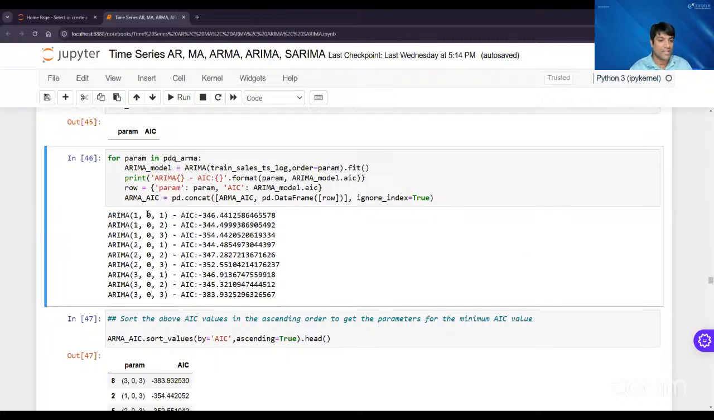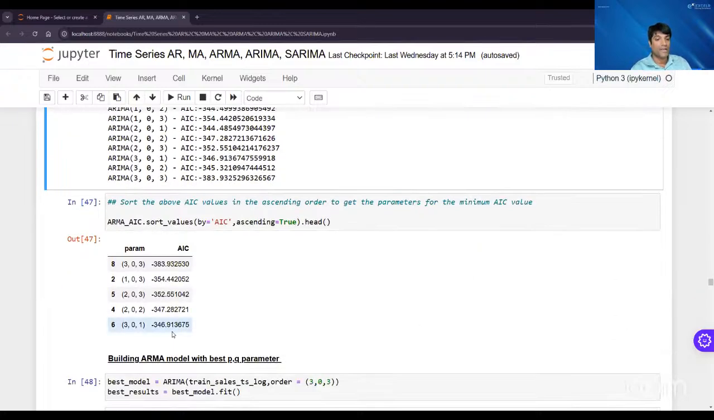So here we have taken D as all 0, differencing as 0. So P value is 1 and Q value is 1. This is the AIC value. P value is 1 and Q value is 2. D value is 0. So P, D, and Q, that is the order we have actually defined. And that's the order we actually use. So we can see the AIC values have been built.